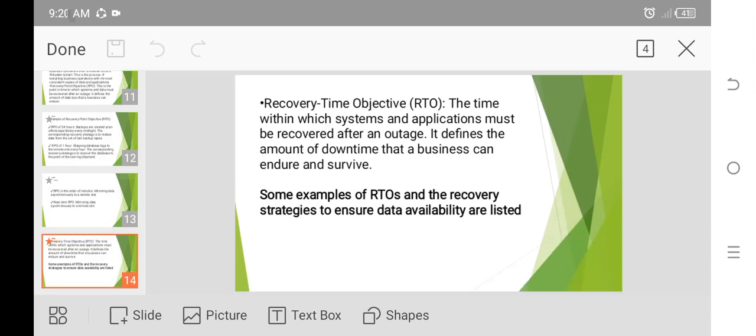Then next, recovery time objective. The time within which systems and applications must be recovered after an outage. It defines the amount of downtime that a business can endure and survive. Some examples of RTOs and the recovery strategies to ensure data availability are listed.